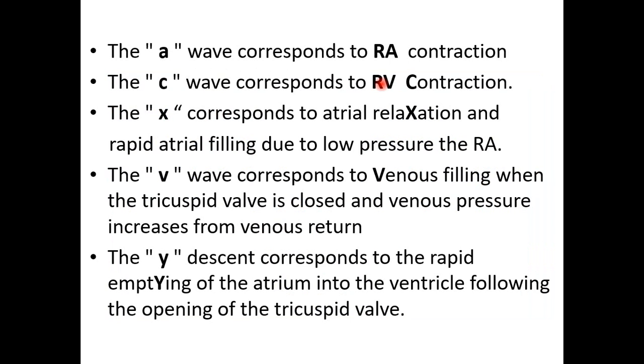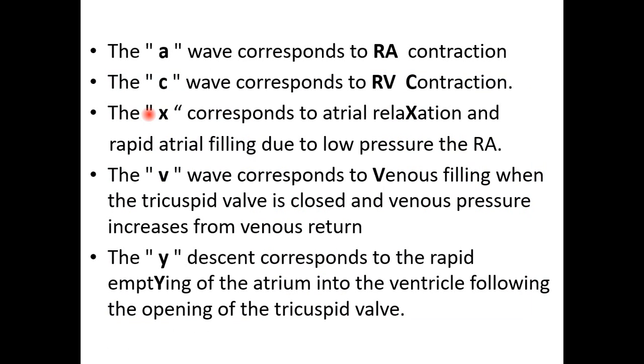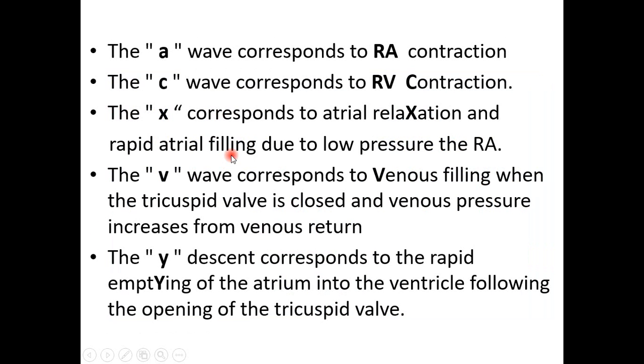Atrial contraction, right atrial contraction. So here we have right atrial contraction. This is right atrial contraction. The C wave corresponds to the right ventricular contraction. So the C wave is right ventricular contraction. This is right atrial, and here the right ventricular contraction occurs after it.